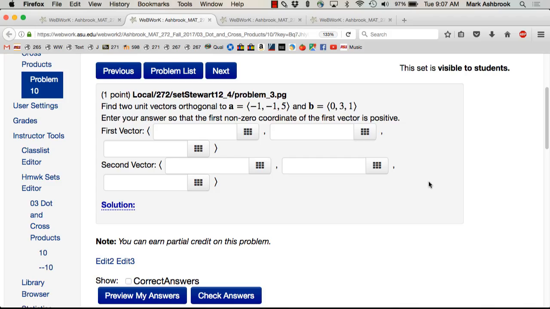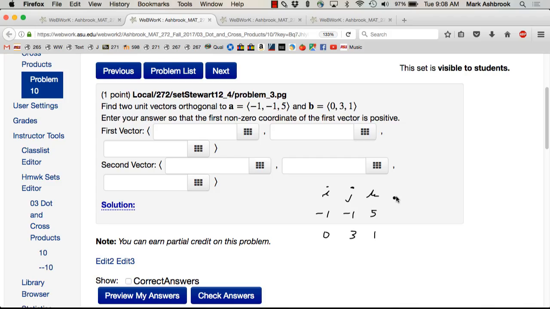Remember, it's any way that you can find the determinant of this matrix. So we're going to do the standard unit basis vectors, i, j, k, and then the first vector, -1, -1, 5. Then the second vector, 0, 3, 1. Any way that you can find the determinant of that will give you the components of the cross product.